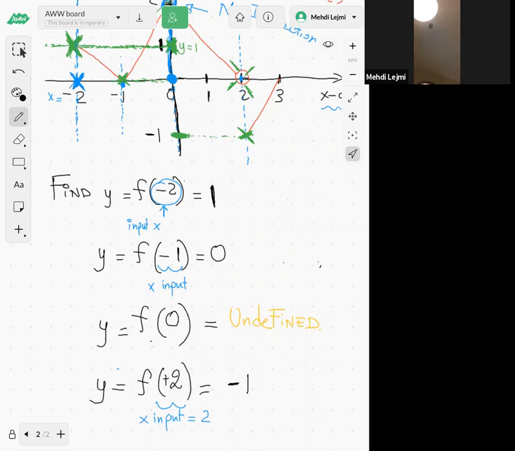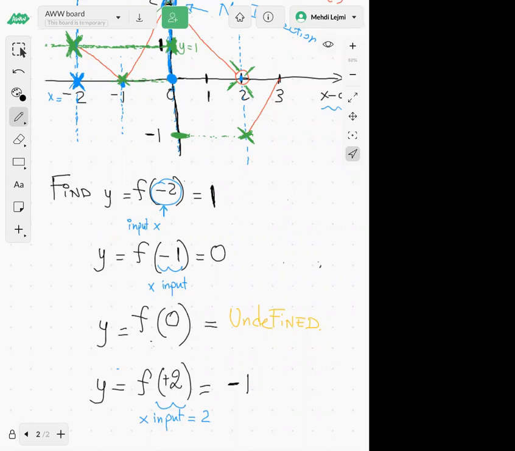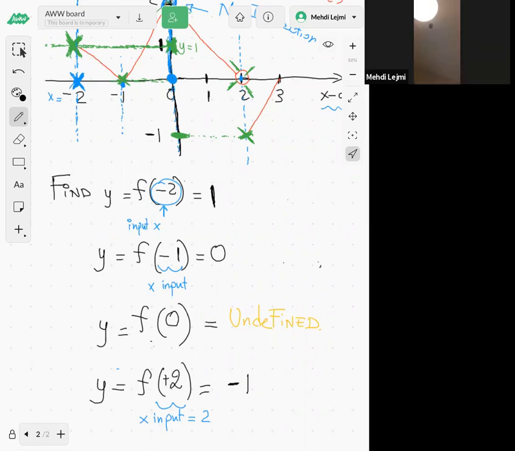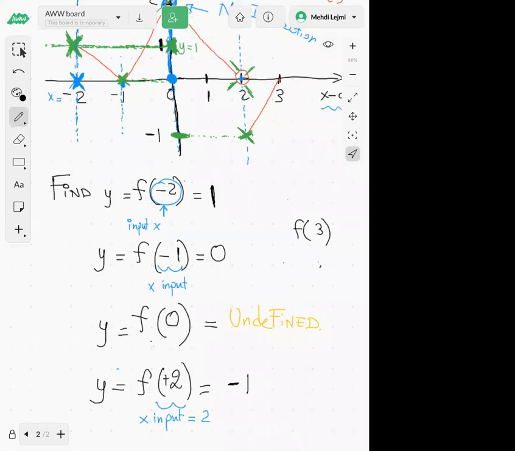Any questions, guys? "I have one question. On the positive pi, what would the answer be?" Yes, what will be f of positive pi? Sorry, I forgot about f of positive pi. What will be the answer? "Maybe 0, or maybe negative."